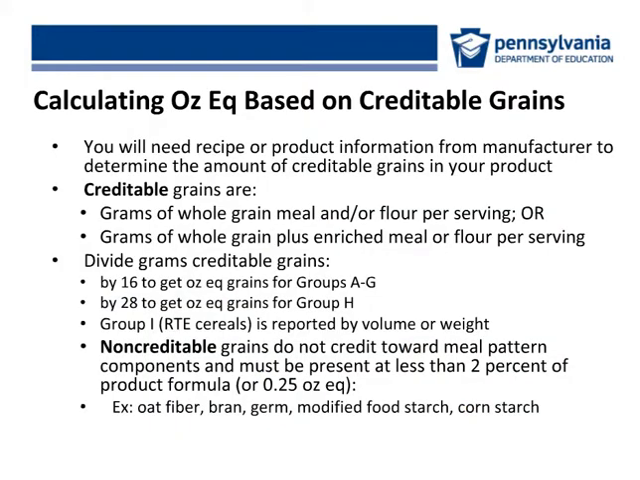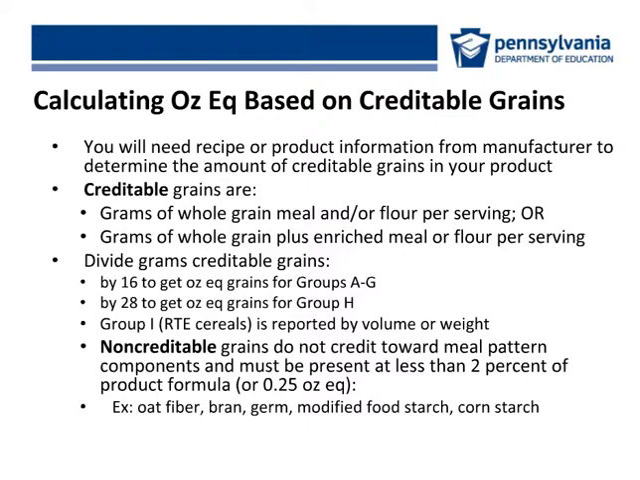And another way to determine ounce equivalents is to do a calculation based on the creditable grains in the product. The way you would do this is to get the information from the manufacturer of the product. The other time you would use this method is when you are making an in-house recipe and need to determine the number of ounce equivalents per serving. So you will divide the grams of creditable grains by 16 to get the number of ounce equivalents for groups A through G in Exhibit A. For Group H, you will divide by 28 grams to get ounce equivalent grains. For Group I, which are your ready-to-eat cereals, they are reported by volume or by weight.